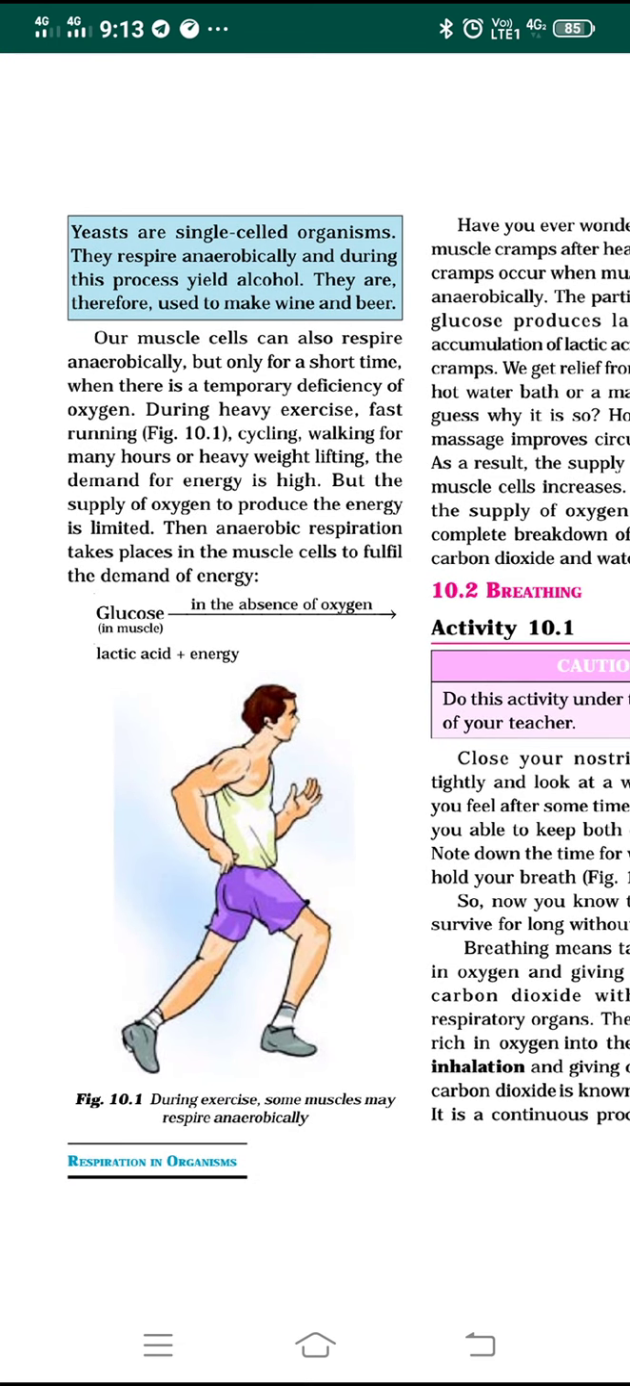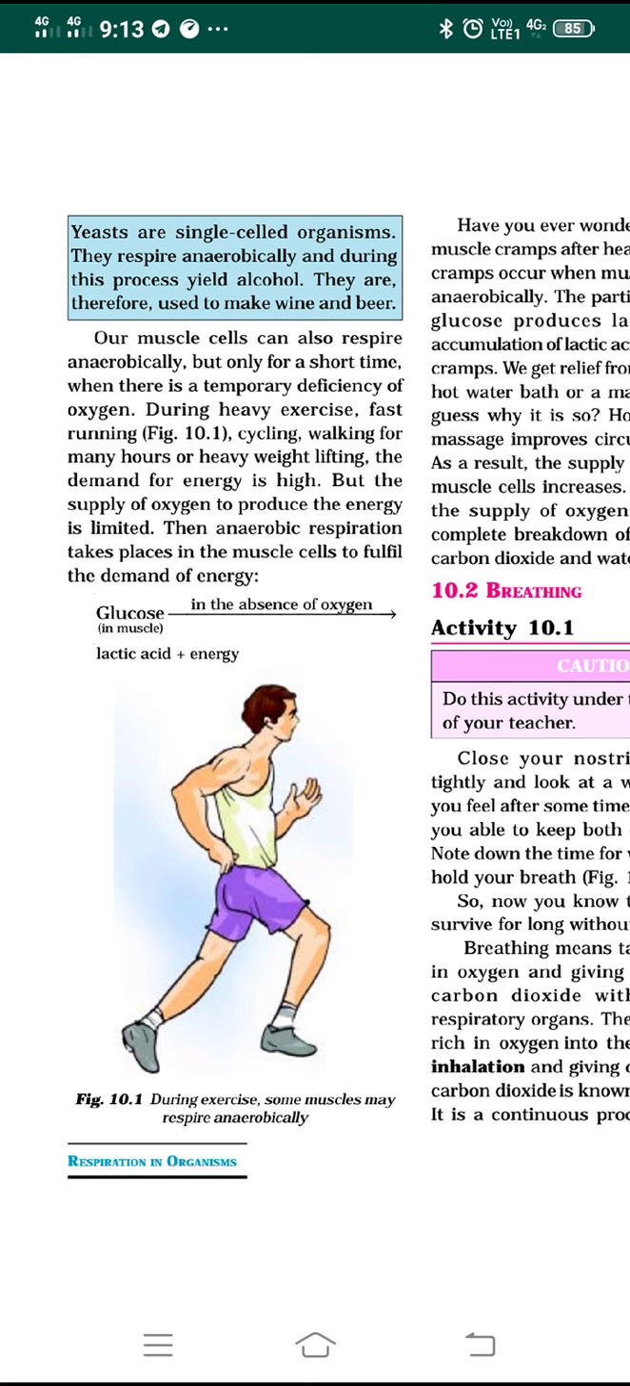During running, cycling for longer distances, or walking for many hours, say 2 hours, 3 hours, like that. For example, the people who go on a pilgrimage to Pandharpur or Guddapur walk for many hours, so they feel a deficiency of oxygen. Running for a long time, working for many hours, cycling, heavy weight lifting, all these together we call heavy exercise. At this time the demand for oxygen is very high.